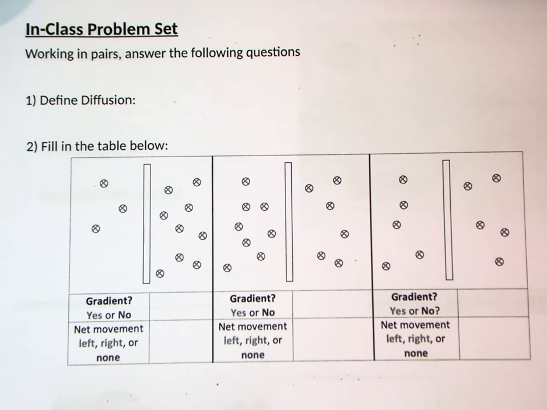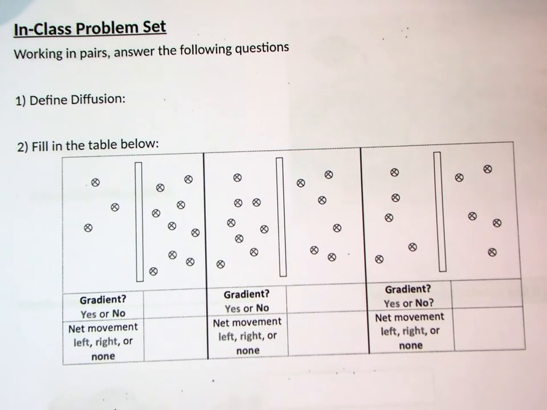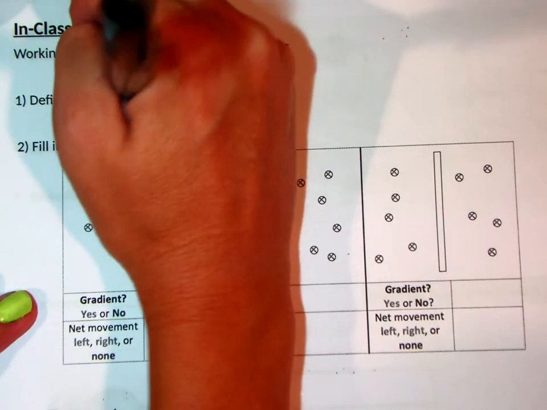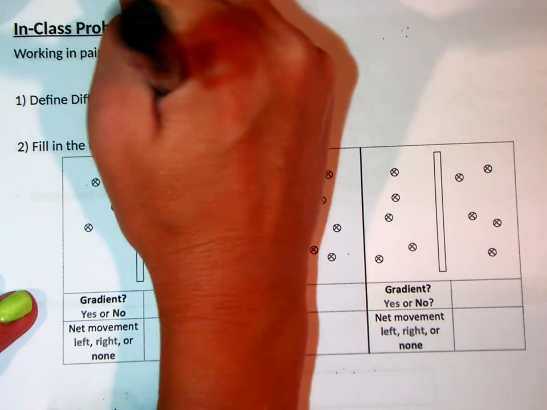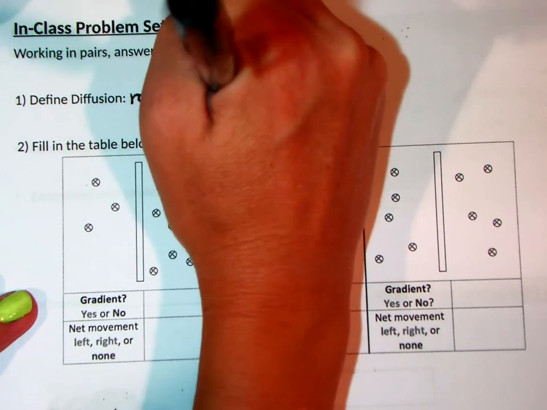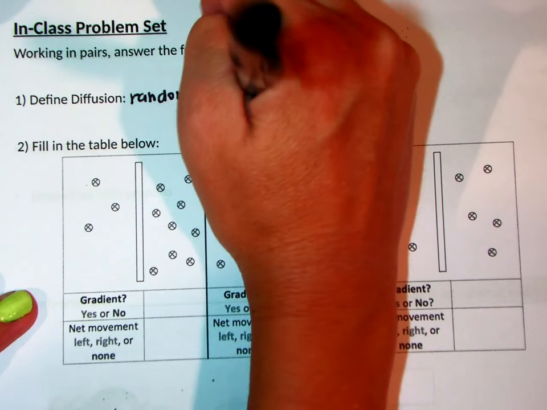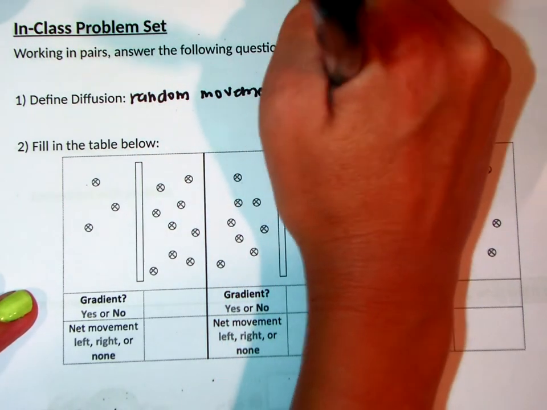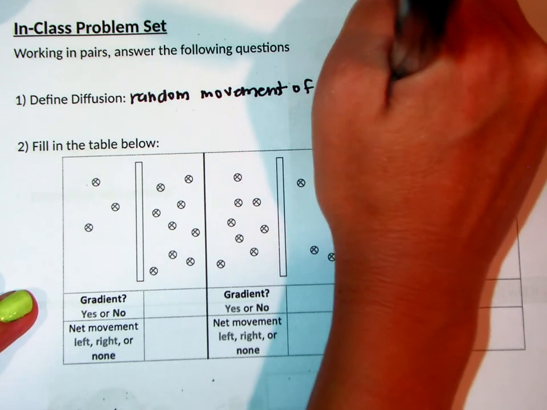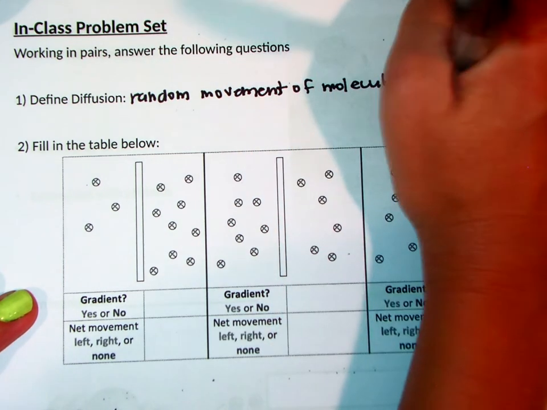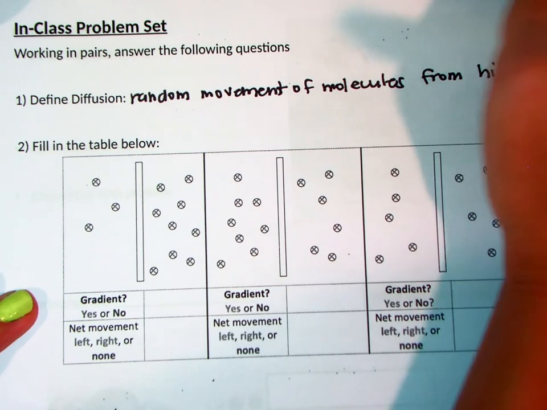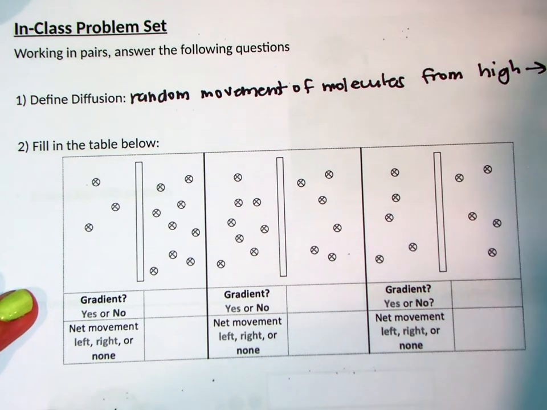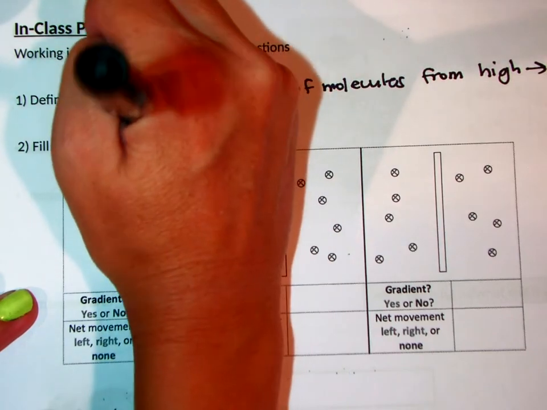And then it says here, working in pairs, obviously you can do this on your own. Answer the following questions. So define diffusion. This is the random movement of molecules from high to low concentration.